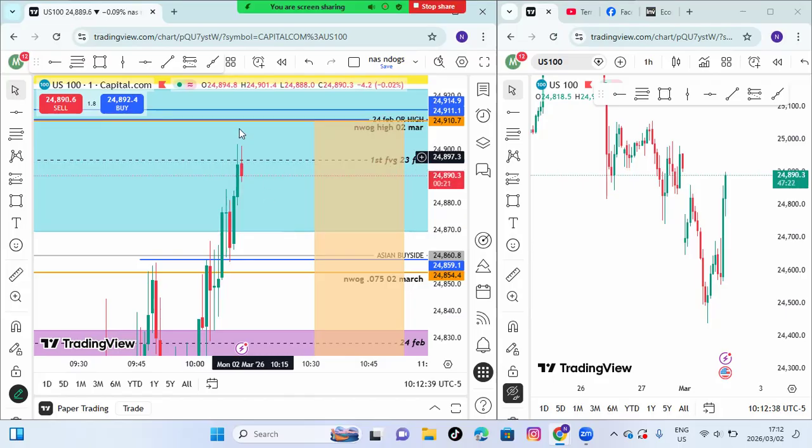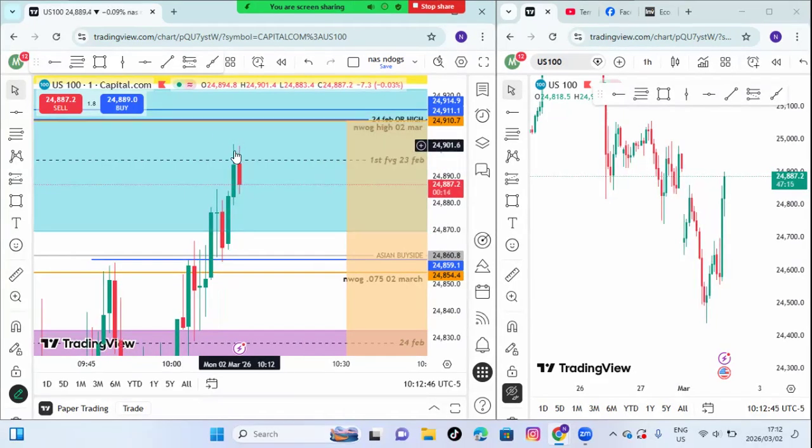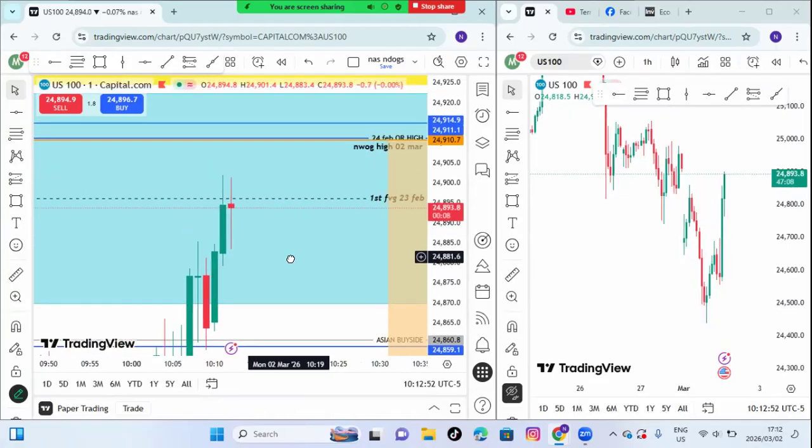Okay, we're failing here to go above. This candlestick goes in below here. That's beautiful. The next one doing that action, current action is beautiful. So let's see.